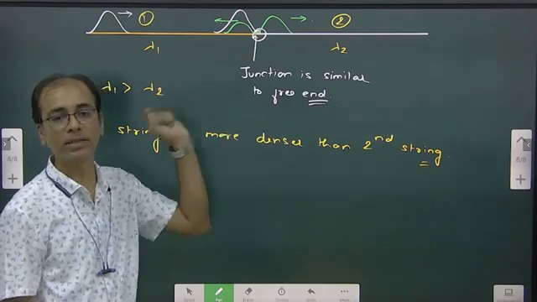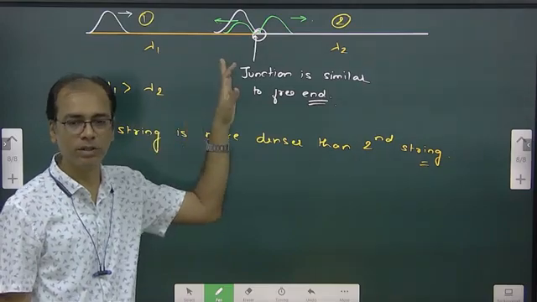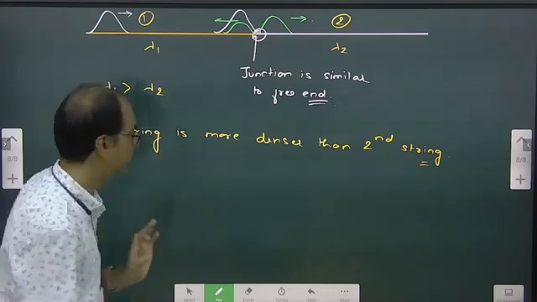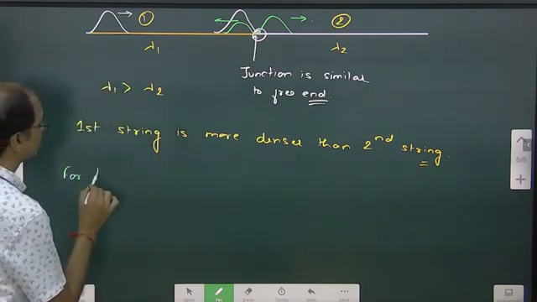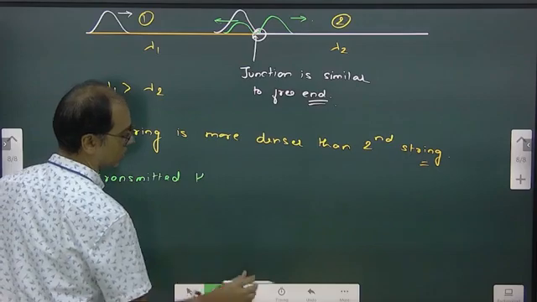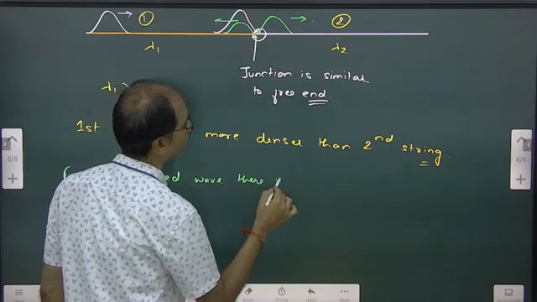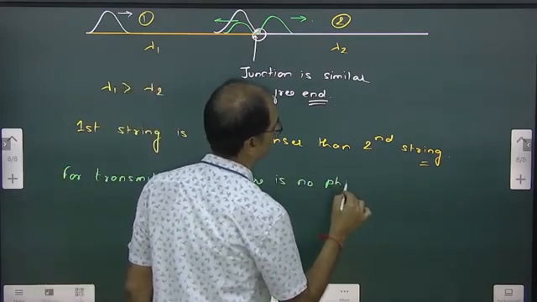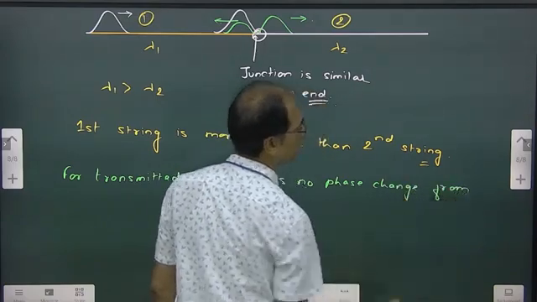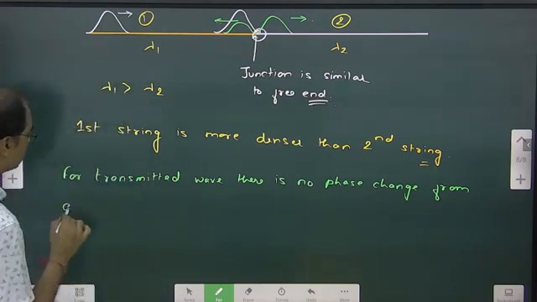Okay, because this acts like a free end, there is no phase change. In the previous case, there was phase change for reflected wave. Here there is no phase change. And for transmission, there is never a phase change. Okay, for transmitted wave, there is no phase change from any type of boundary, from any type of junction.